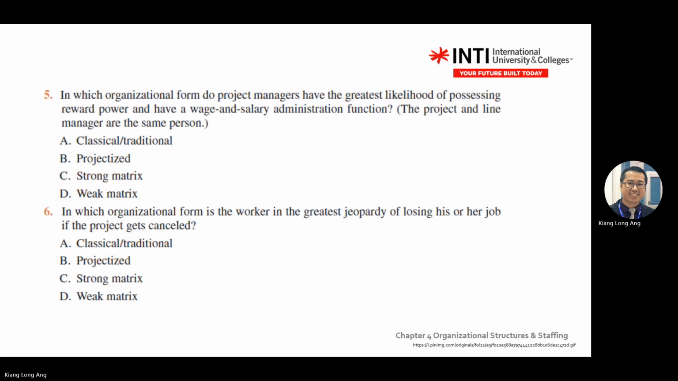Okay, number 5: in which organizational form does the project manager have the greatest likelihood of possessing reward power and the wage and salary administration function? It means you can control the salary of your staff, provided the project manager and line manager are the same person. Which one? What do you think?